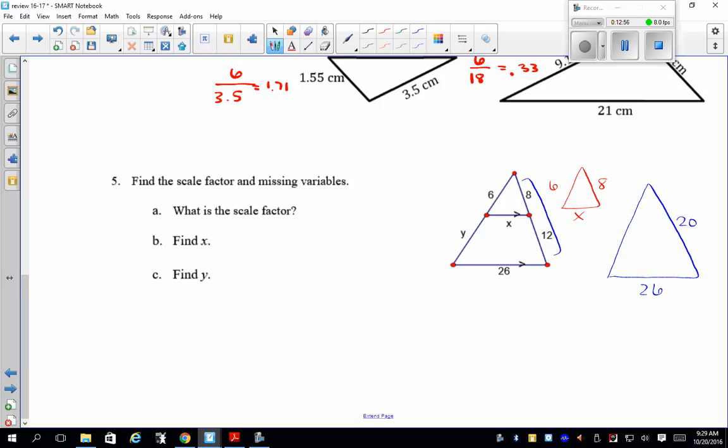And I'm going to do the same thing on the left. Just like I added the 2 parts on the right to get 20, I'm going to add the 2 parts on the left to get 6 plus y. So there's my 2 triangles.